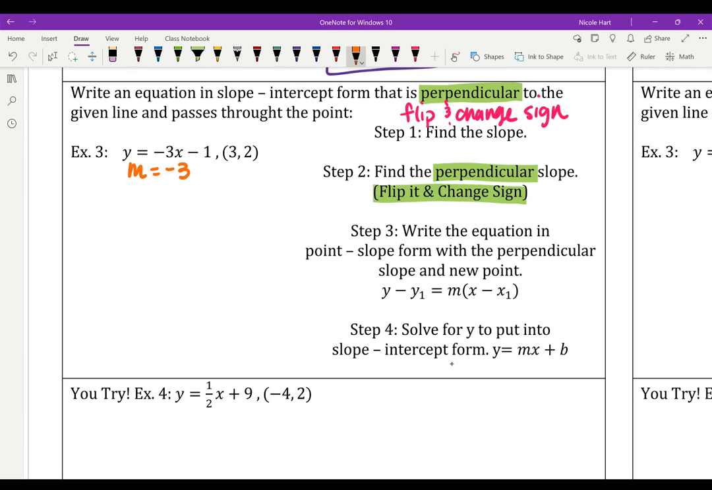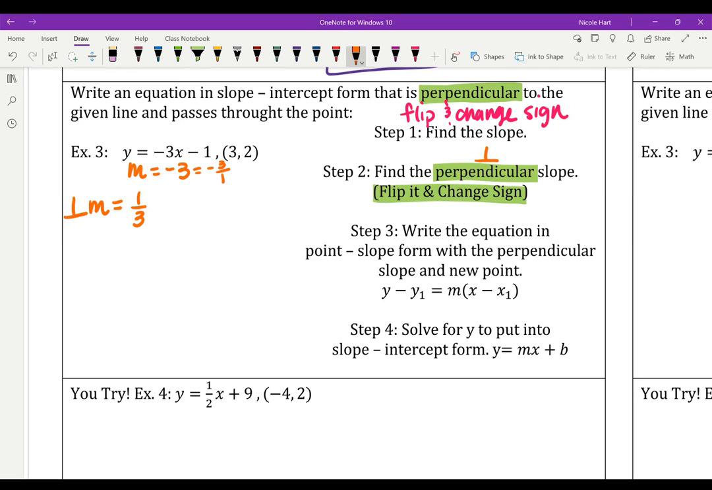Another way that you can write perpendicular, if you don't want to write the whole word out, is an upside down capital T. So I'm going to say perpendicular slope, that's how I'm going to write that, is going to be, we flip it. So negative 3 is also the same as negative 3 over 1. So that might help you when trying to flip it over. Turns into 1 over 3. And we change the sign. It was originally negative, so now it becomes positive. So our perpendicular slope is a positive 1 over 3.